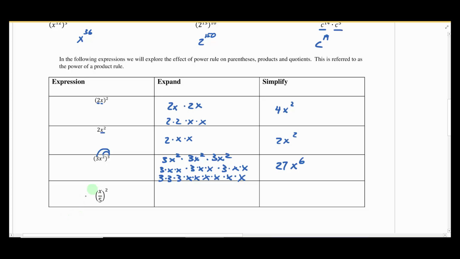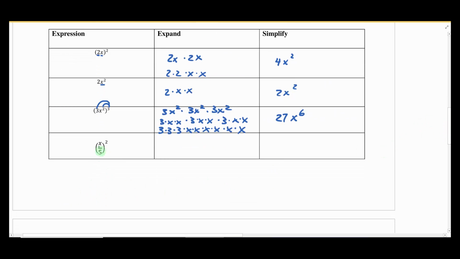All right, let's take a look at this next one. All right, this is a quotient. A quotient's a fancy word for fraction. Okay, and if I expand this thing, we need x over 5 twice. So I'm going to write this as x over 5 times x over 5. All right, pay attention to what happens here. x times x is x squared. And then 5 times 5 is 25. So this would be its simplified form.